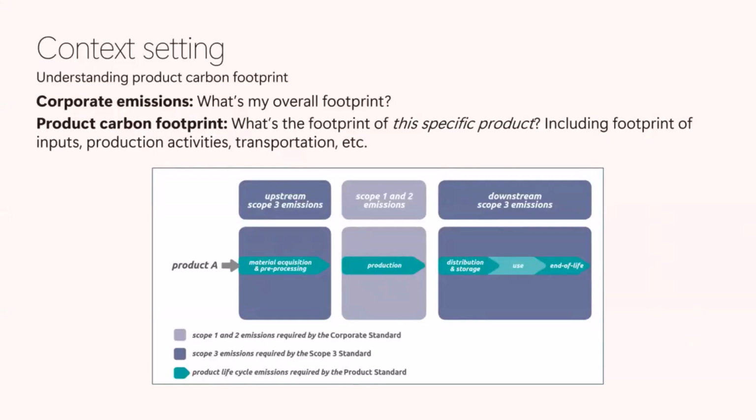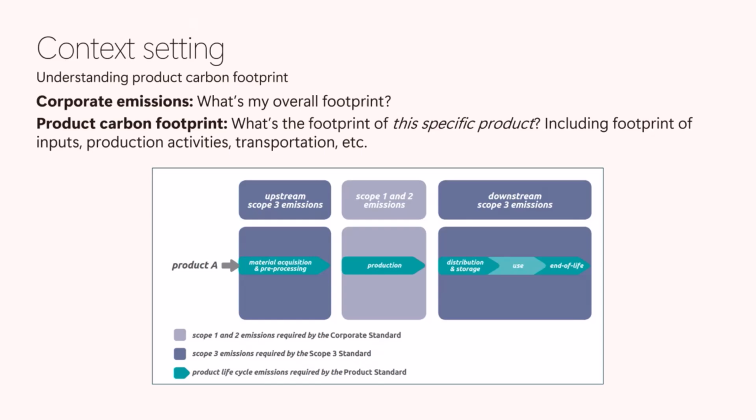I'll start with understanding what product carbon footprint is. I like to draw the distinction between corporate emissions, which asks about the overall footprint of an organization across different scopes, versus a product carbon footprint, which I think of as a horizontal slice of that footprint. To produce this specific product, what are all the emissions that had to go into that? This diagram's from the GHG Protocol, including life cycle phases like material acquisition, production, distribution, storage, use, end of life, and several others. So quite a bit in there.